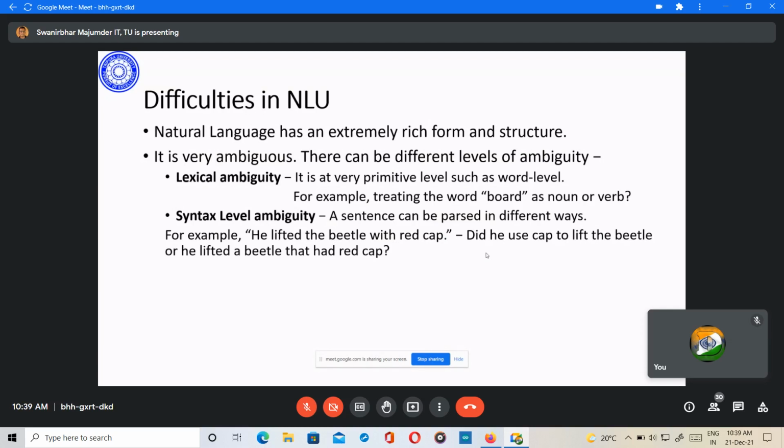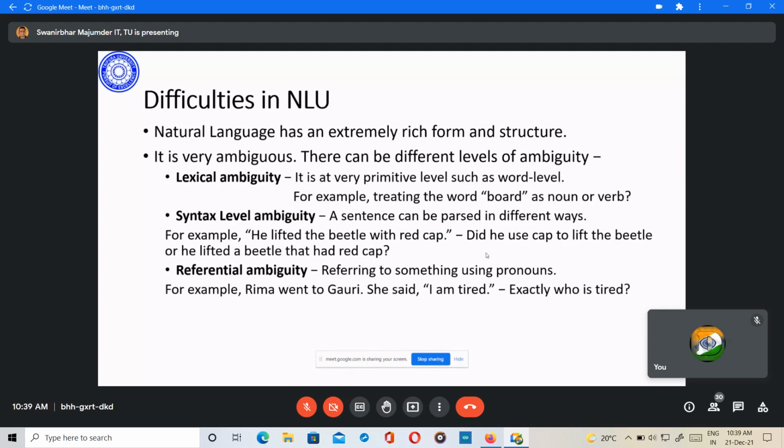When I write the same words, you have a problem: he lifted the beetle with a red cap. Now if he lifted the beetle with a red cap, it may mean two different things. Similarly, you can have various sentences which have syntax level ambiguity. Okay, what is actually done is the problem.